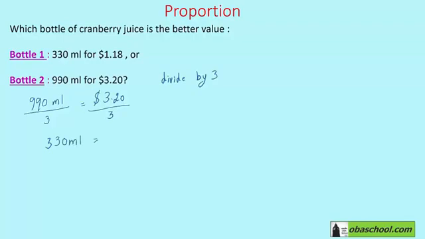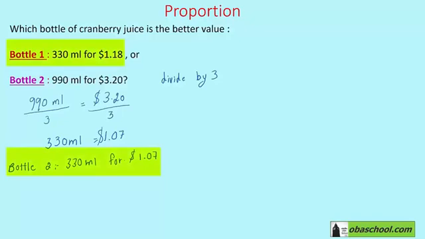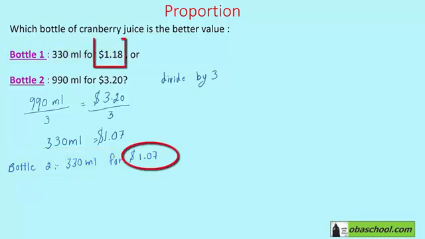So 330 milliliters is equal to 1.07. So for bottle number 2, you're paying for 330 milliliters an amount of 1.07, and if you go ahead and compare it with the price of bottle number 1, you can see that bottle number 2 is your best buy after comparing the costs. And that would be all for this exercise.